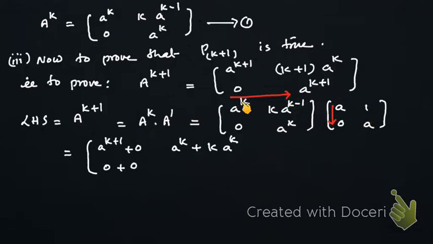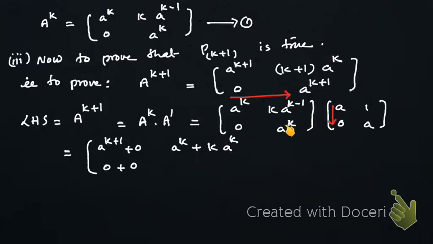Now the first row goes along the second column. A raised to k into 1 is a raised to k, plus k times a raised to k minus 1 into a raised to 1. K would stay. A raised to k minus 1 into a raised to 1: add the powers, k minus 1 plus 1, which is k. So k times a raised to k. So the first row with the first column, I wrote it. First row with the second column also I wrote.